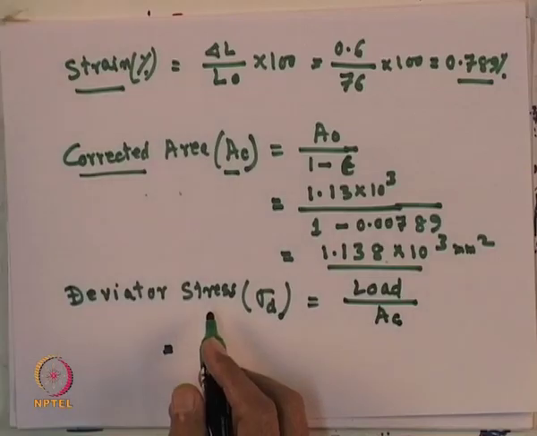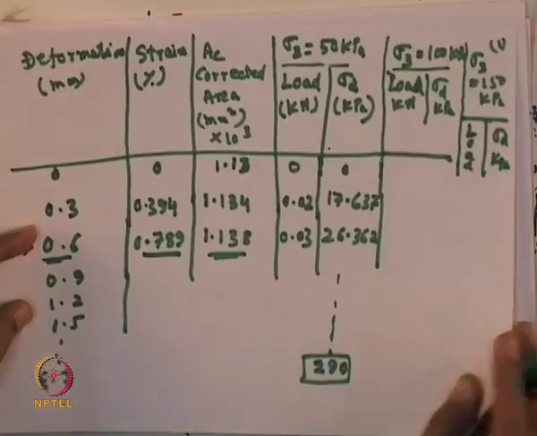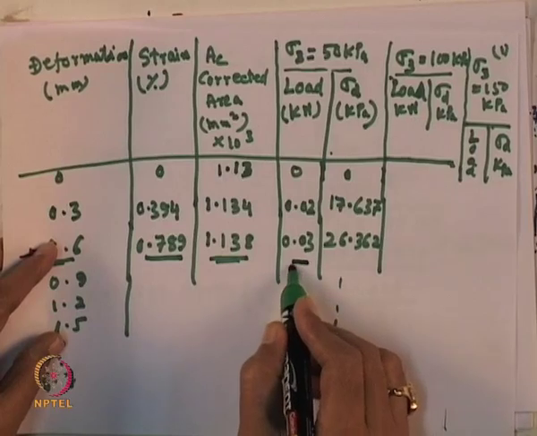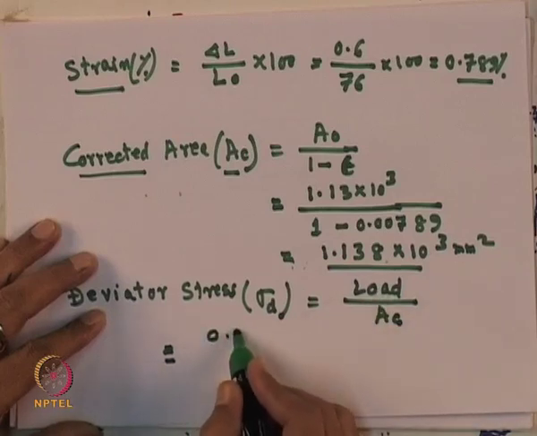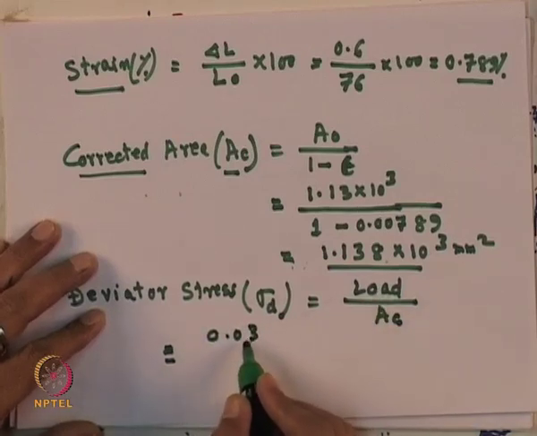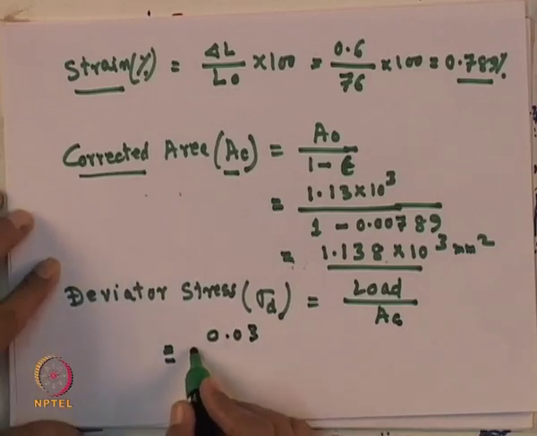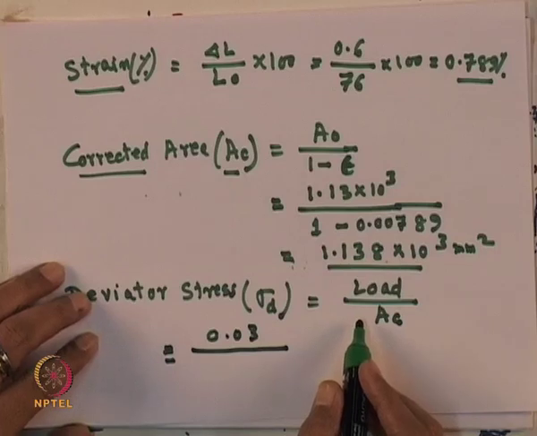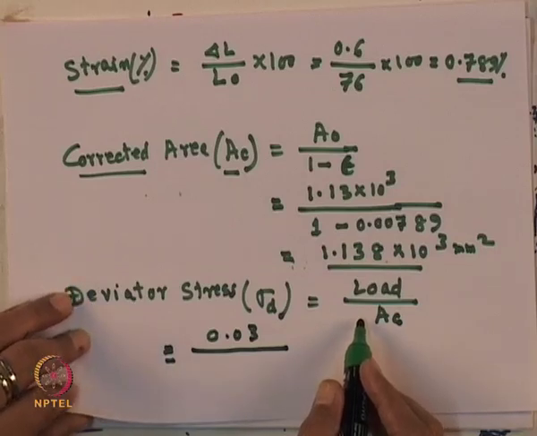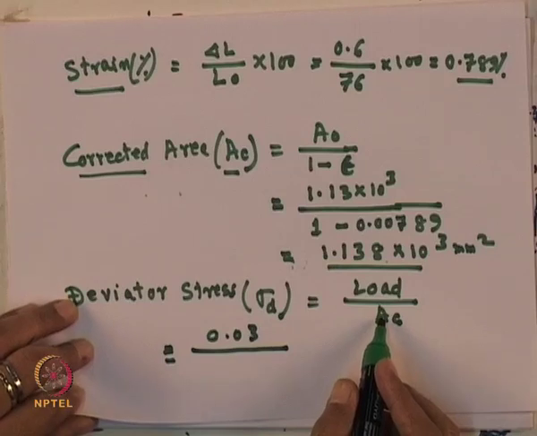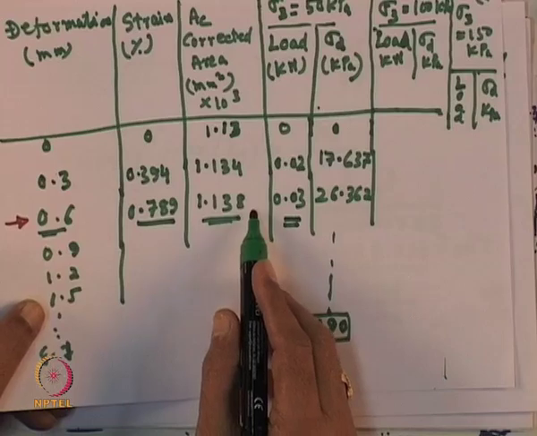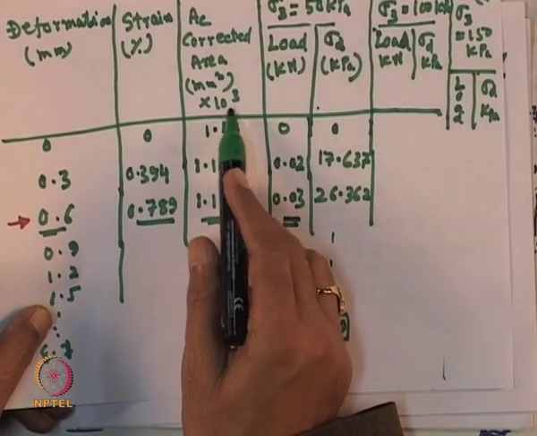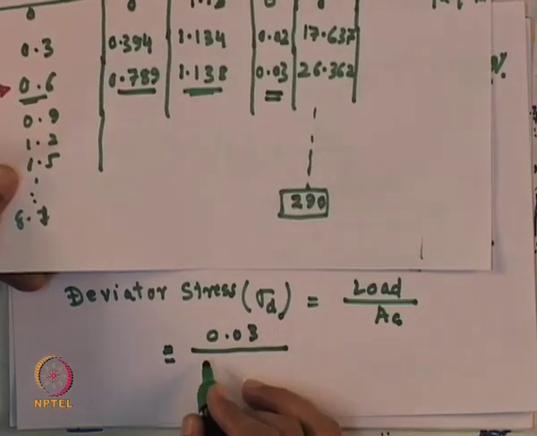So, what is the load? When the load is applied, it is 0.03. So, load is equal to 0.03, divided by AC, that is the corrected area. The corrected area we have already calculated and shown in this table, 1.138 into 10 to the power cube millimeter square.